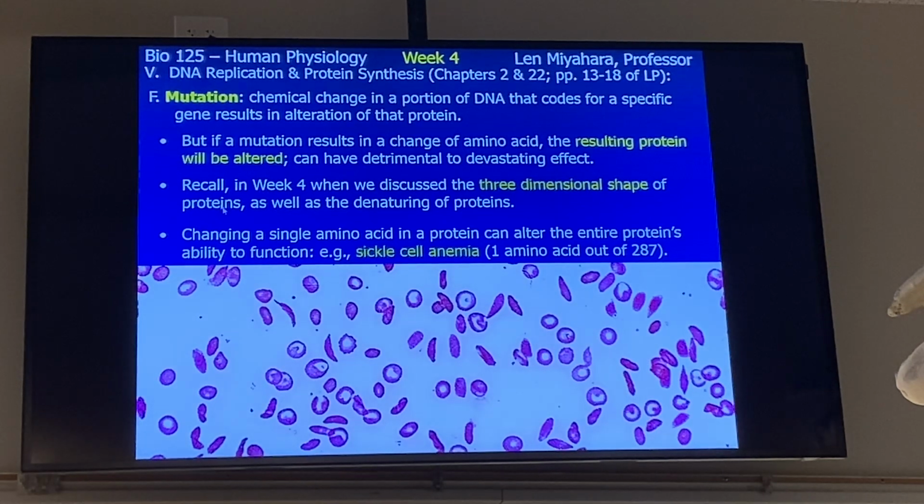And this is what it looks like. When the whole thing forms these great, long, slightly curved polymers, the cell looks like that, and they get stuck in capillaries. There's no way that thing's getting through a capillary. Okay? Any questions?